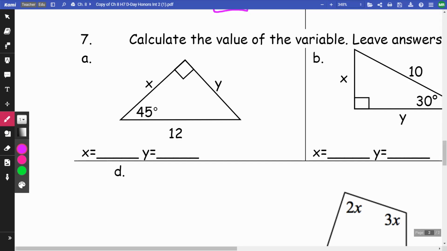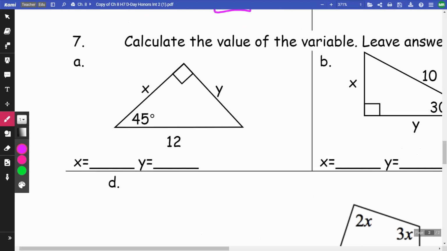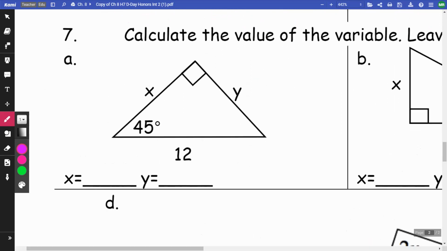So on these ones, they want us to find the variables that they label, and they want us to leave it in simplified radical form. So these ones I should not be using trig. I'm going to use the ideas of 30, 60, 90, or 45, 45, 90.